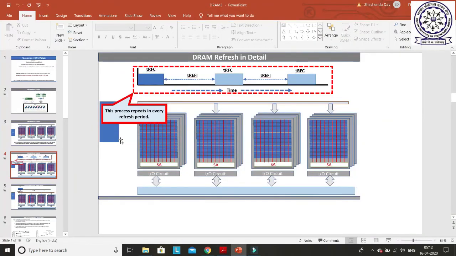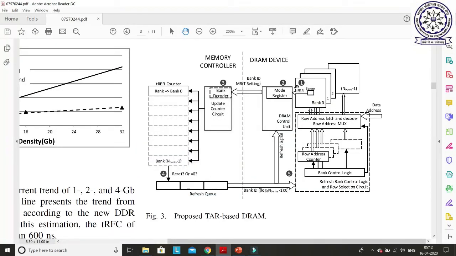Here, what I explained is that one refresh interval counter and one row counter are enough for the entire rank. But this is not possible here, since each bank will have a different retention time. So a refresh interval counter is required for each bank separately. That's why all these refresh interval counters are required: one refresh interval counter for each bank in the rank. Plus the row counter also.